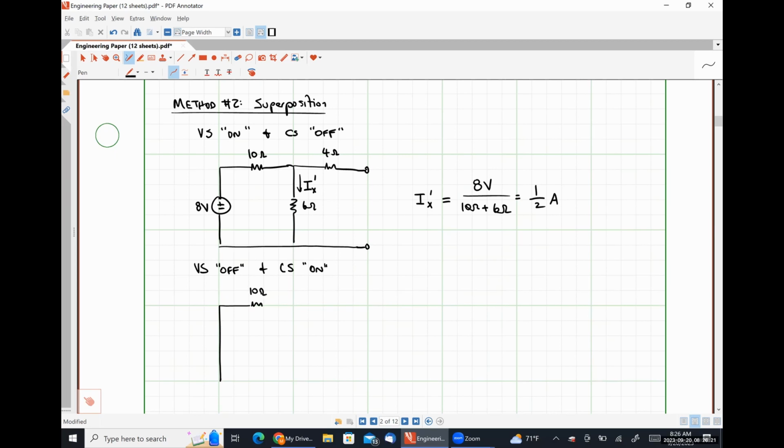Here's our 10 ohm resistor. Here's our 6 ohm resistor. Here's our 4 ohm resistor. Here's our 2 amp current source. And I'm going to call this response Ix double prime because this is our second iteration of applying superposition. Okay? So how might I go about finding Ix double prime?